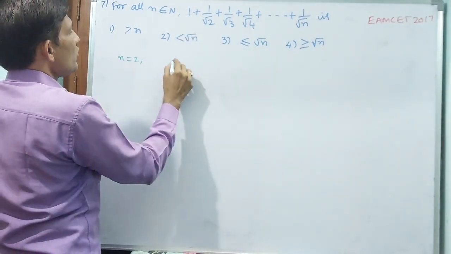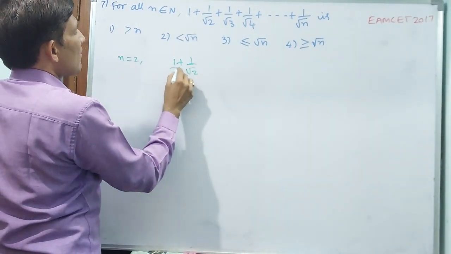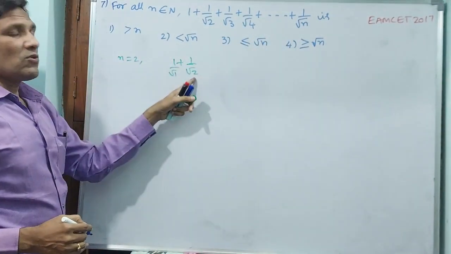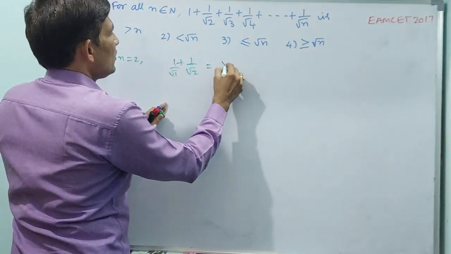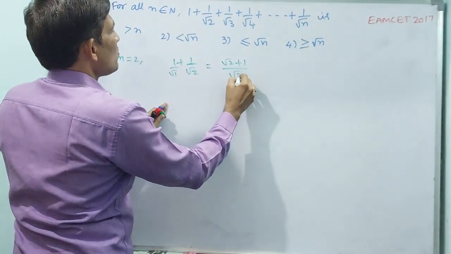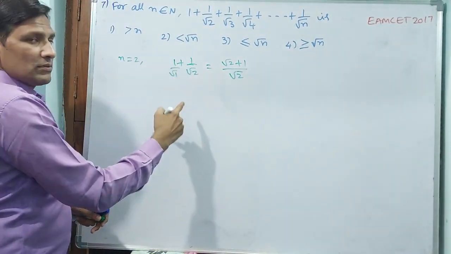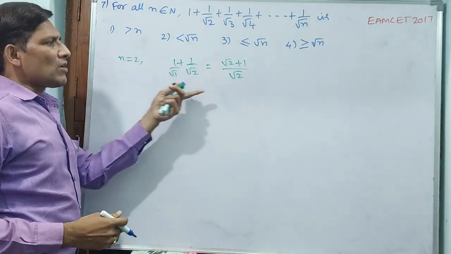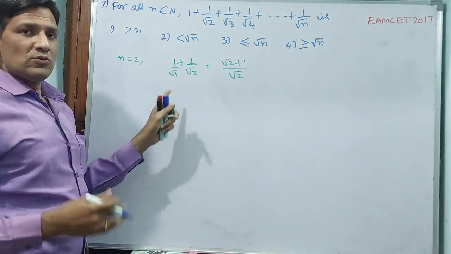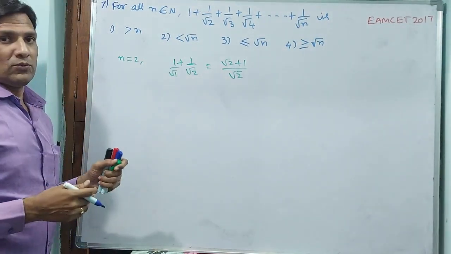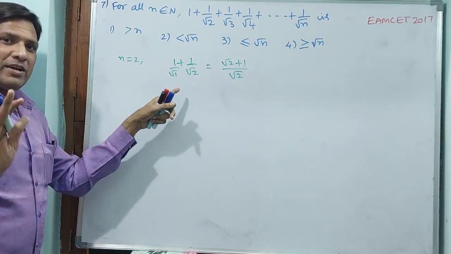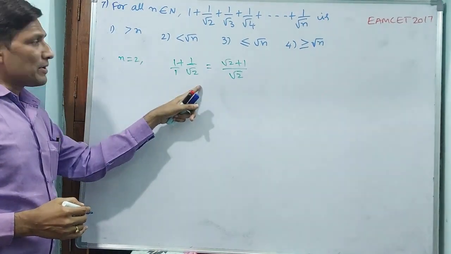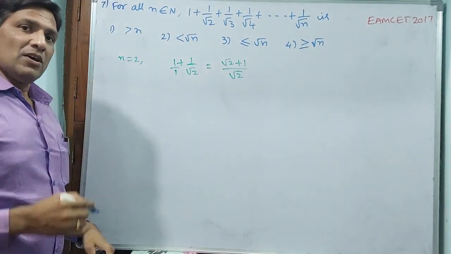That means the series is going to become 1 by root 1 plus 1 by root 2. Up to root n you have to go, but root n means here root 2. You see what will happen here? Root 2 plus 1 by root 2. Inside it is root 2 into 1. That is why I have not written root 1 again. Root 2 into root 1 is root 2 only. Root 2 into root 2 is 2. Even if you write 1 also, the same will come. That is why, for calculation purposes, you take it as 1. Root 2 plus 1 by root 2 has come.